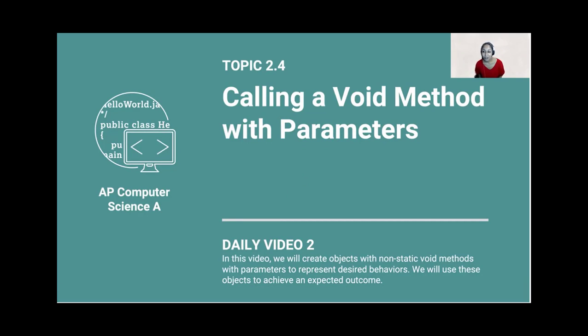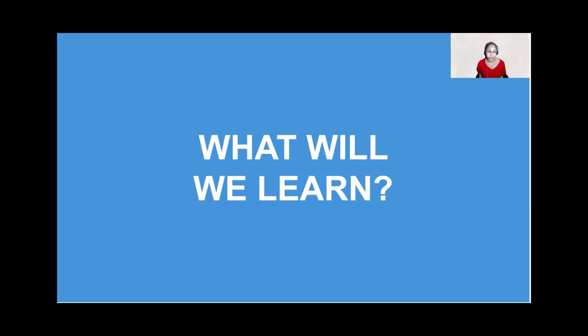This time we're talking about void methods with parameters again, but this time we're going to actually walk through creating an object with void methods with parameters so that way we can represent some desired behaviors. So what are we learning today?